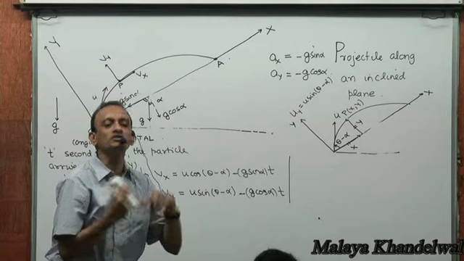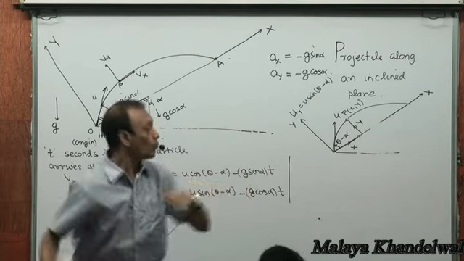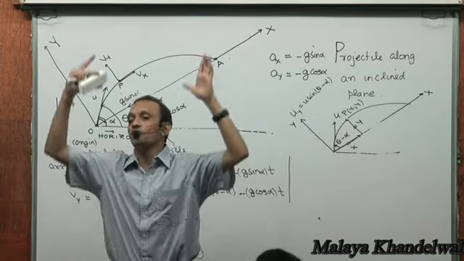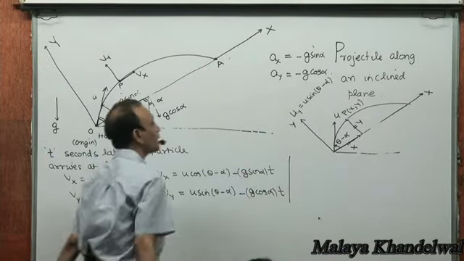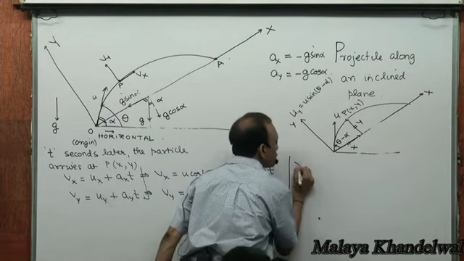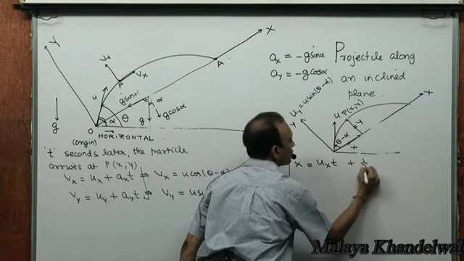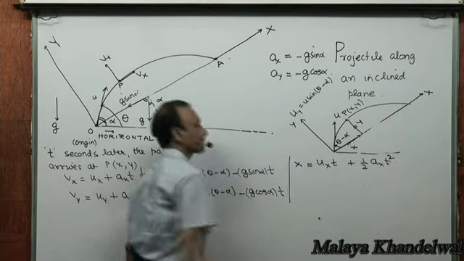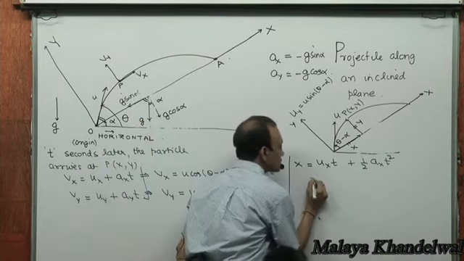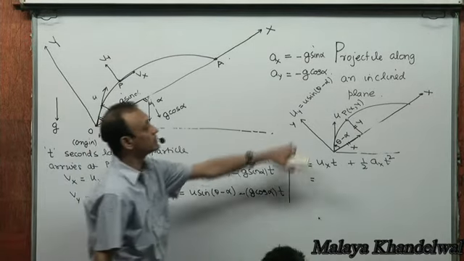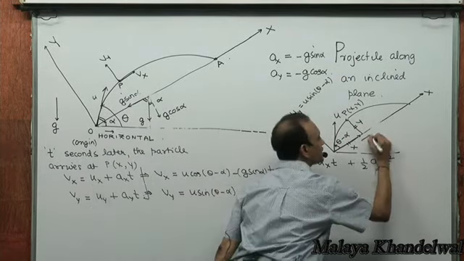Right? What causes displacement in the x direction? Initial velocity in the x direction and acceleration in the x direction. What causes displacement in the y direction? Initial velocity in the y direction and acceleration in the y direction. Right? So the x coordinate of the particle t seconds later would be the initial velocity in the x direction times t plus half of ax into t squared. That's a displacement in the x direction t seconds later, right? What is the initial velocity in the x direction? As you have seen, it was u cos(theta minus alpha).